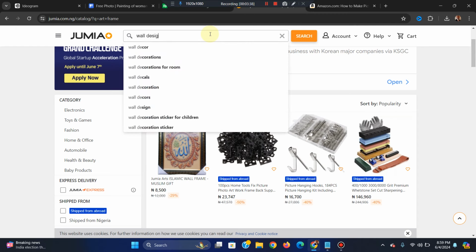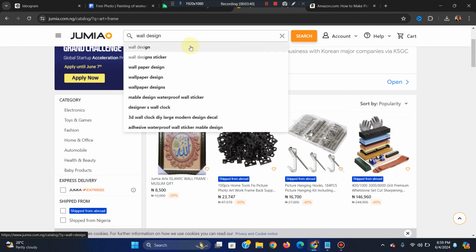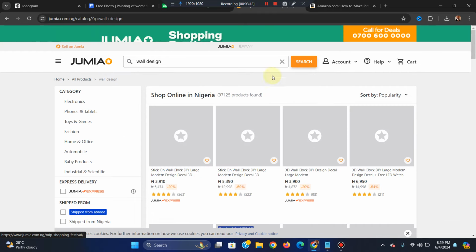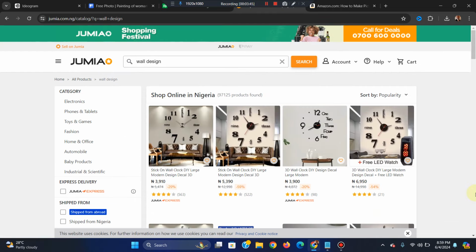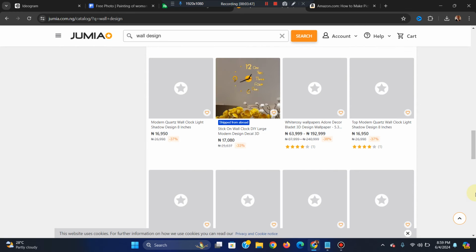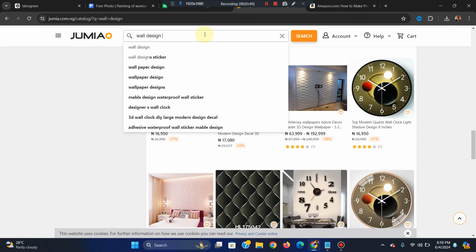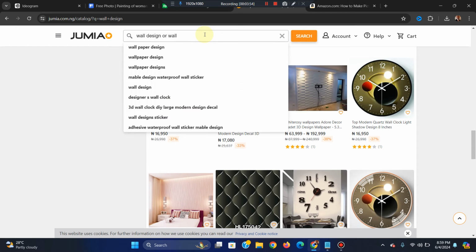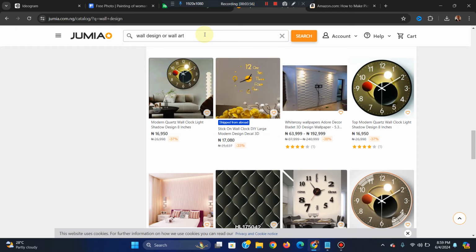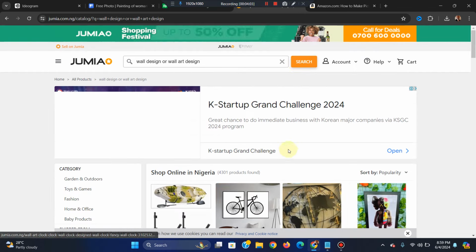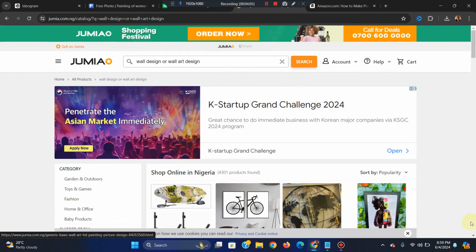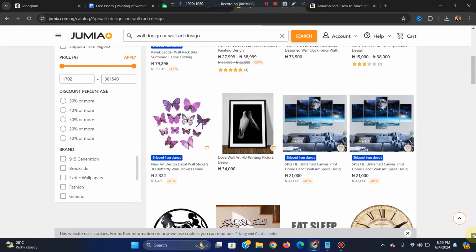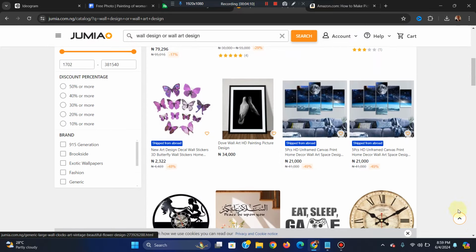Let me put wall design. The moment I put wall design and I search, you can see it brings out different results for me. Let me try wall art design, something like that. The moment I put wall art design, it's expected to also give me designs. So you can see something like this. It's still the same thing. Look at this, it's still the same thing.